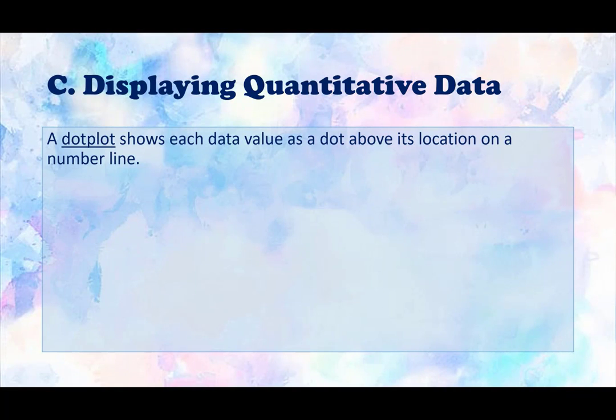Hello everybody. Today we're going to be talking about displaying quantitative data. Remember, quantitative data is numbers that you can count and do arithmetic operations with. So the first thing we want to talk about is a way to display quantitative data, and that would be with a dot plot. A dot plot shows each value as a dot above its location on a number line.